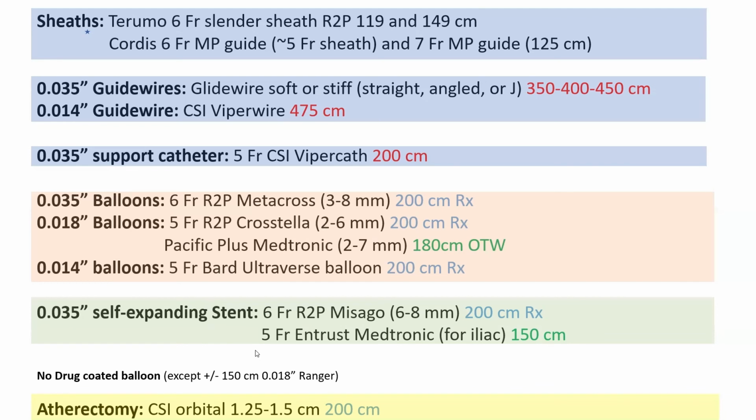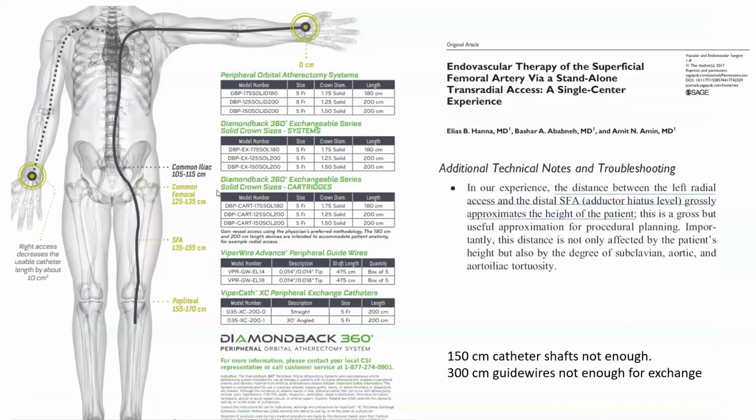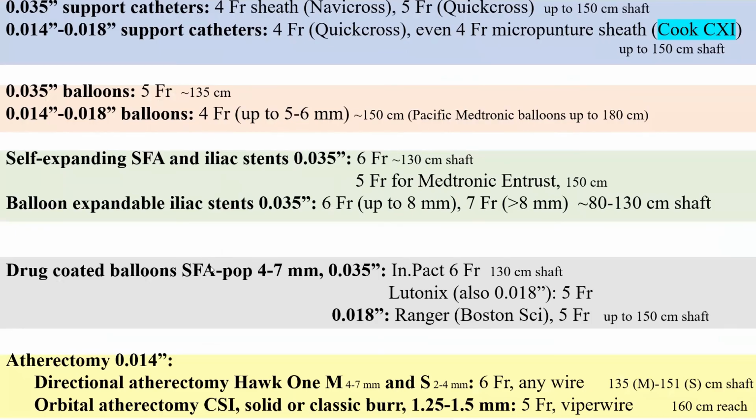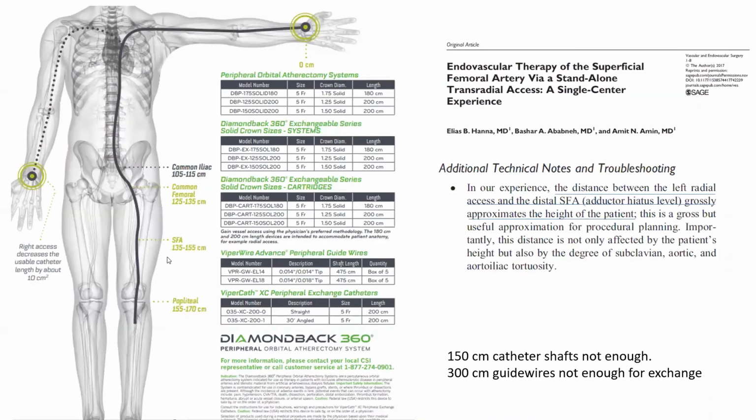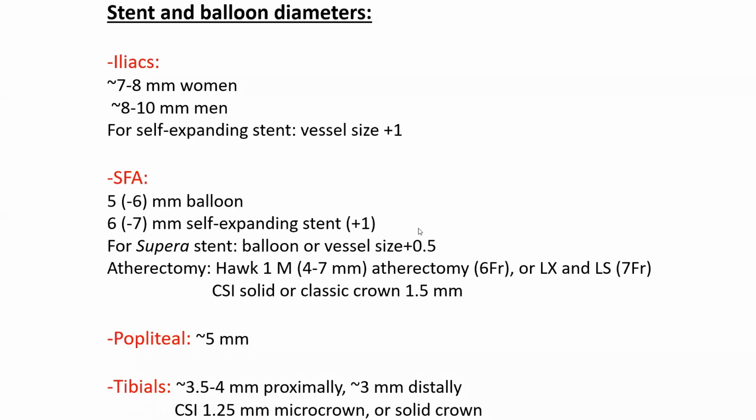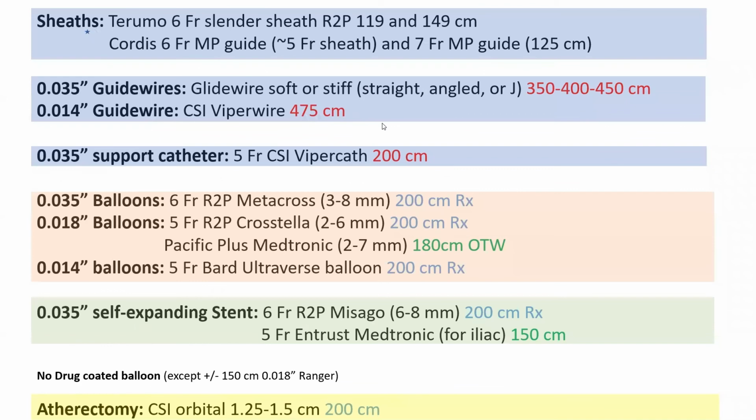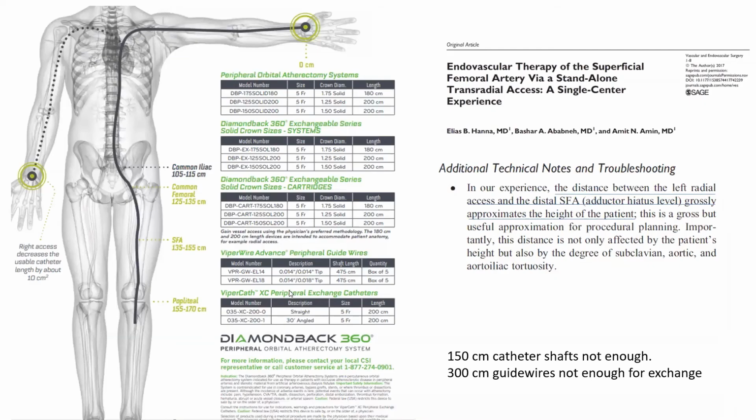All right, so I suggest you print those 2 slides, this one and that one as well, and keep them with you as you're planning your procedure to understand how to navigate sheath size, catheter shaft length and reach. I would also suggest you print the summary slide of stent and balloon diameter at various disease segments. Any questions regarding those interventions?